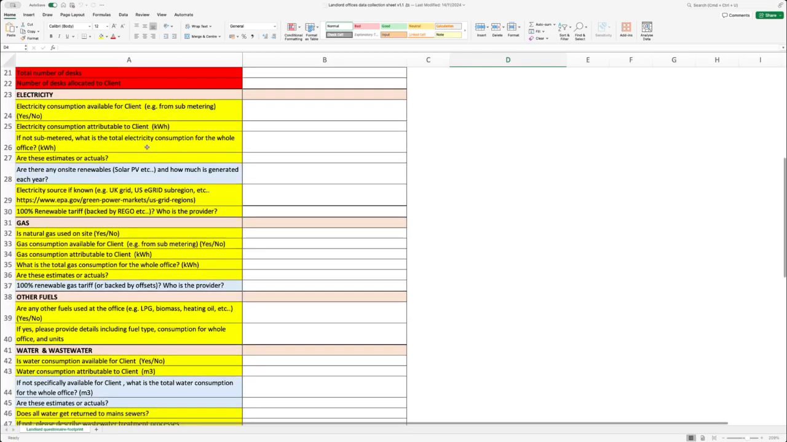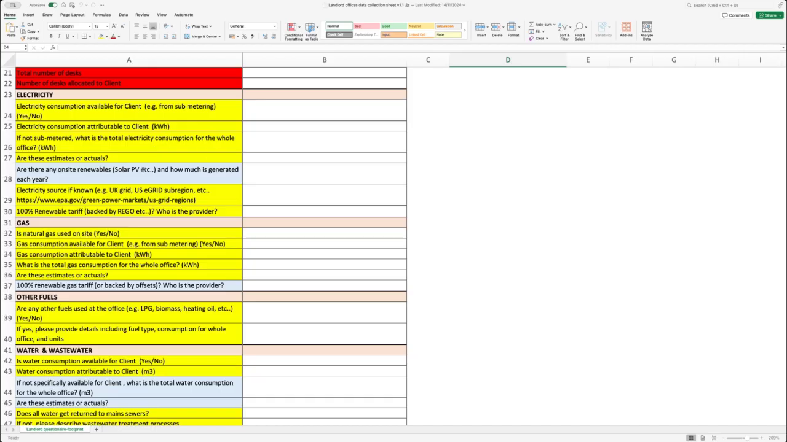If we then get specifically into different types of energy consumption, starting with electricity, is there some specific information for the floor of the building you're on, perhaps from submetering? And if that's the case, can they tell you how many kilowatt hours your business has used? That would be perfect information. If not, can they tell you the energy consumption for the whole building? And then you can use other proxies like area or number of desks to allocate it to your business.